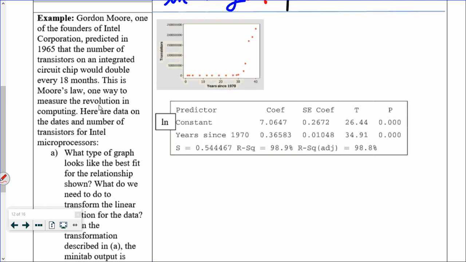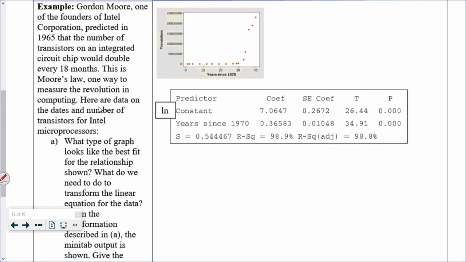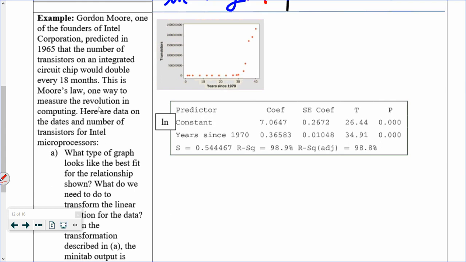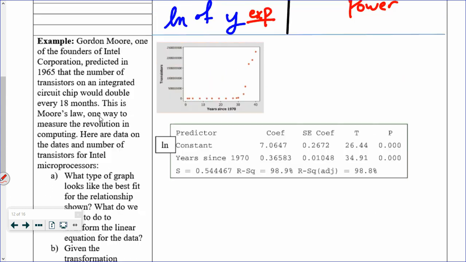What do we need to do to transform the data, what do we need to do to transform the linear equation for the data? I wouldn't say transform, but generate a linear equation for the data. So looking at that, that looks exponential to me. Great. So part A, that looks very exponential.